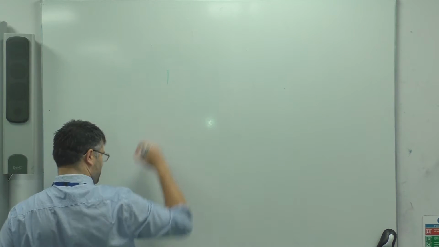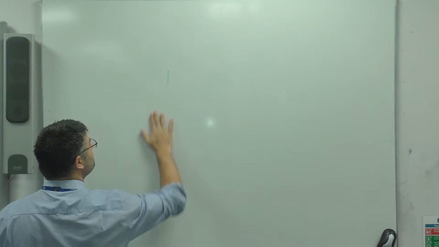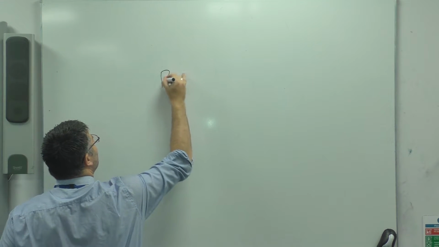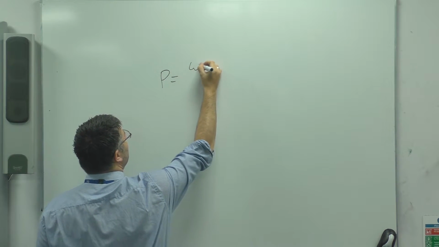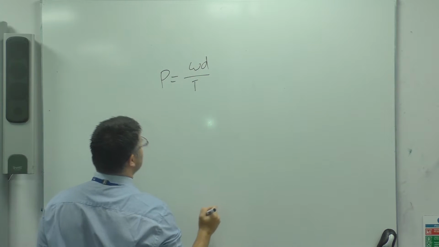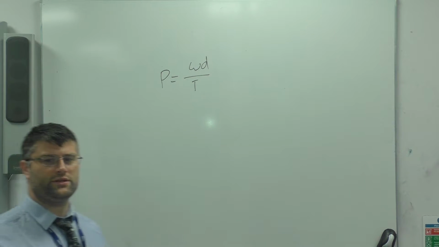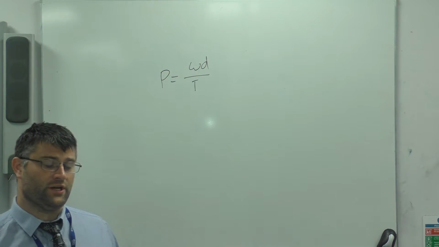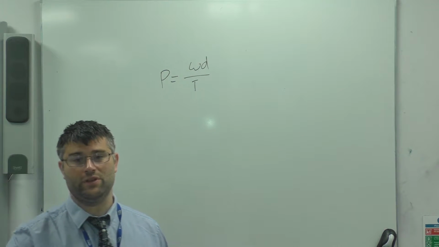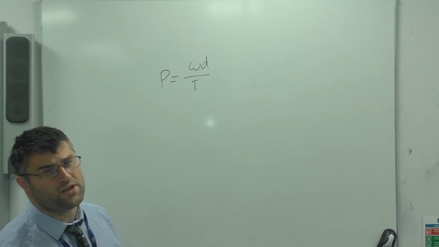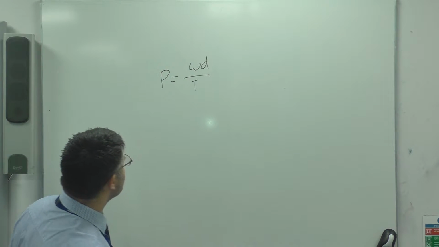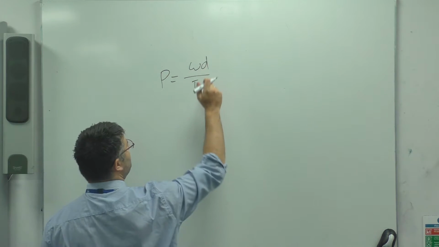So power is equal to the amount of work done per unit time. Okay, so the amount of work done. Now remember our definition of work done: force times the distance moved in the direction of that force. Go back and watch that video if you need a reminder. So power is the amount of work done per time.